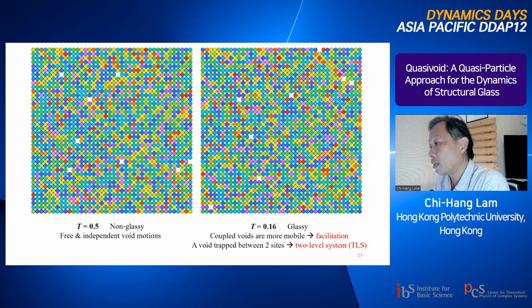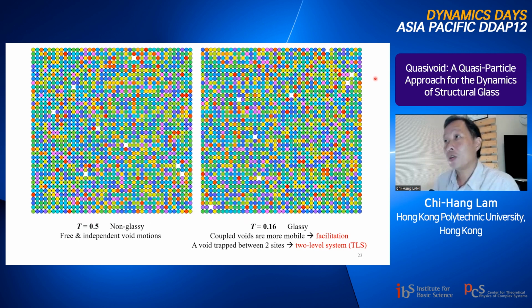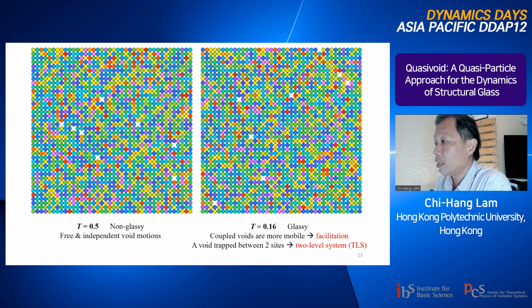But we can see that here there is a pair of voids, and they facilitate each other's motion, perturbing each other's potential energy landscape so that they can escape when the chance arises. And these two voids actually are mobile. At long time, they go through the whole plane, and of course they exchange with other voids. So the particle motions here are slow, but they are mobile, very much like in a glass. So that illustrates the facilitation mechanism by this lattice model.